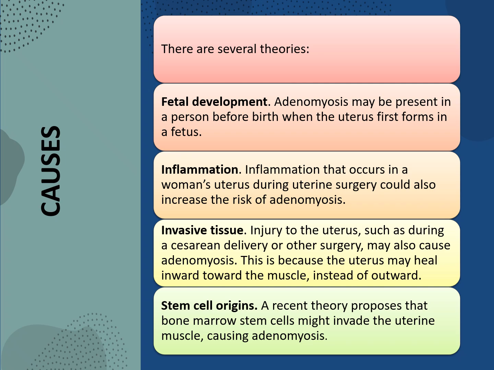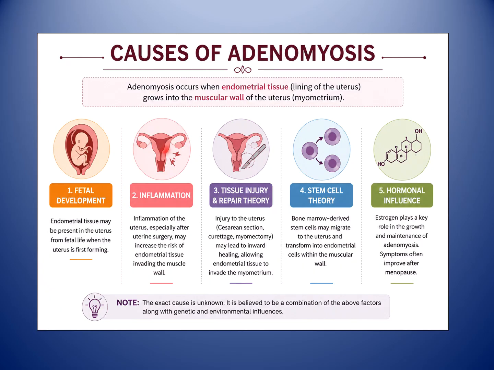Stem cell theory, that is the fourth one. Bone marrow derived stem cells may migrate into the uterus and transform into endometrial-like tissues within the muscular layer. The role of hormones, that is the last theory: estrogen plays a major role in the growth and maintenance of adenomyosis. Symptoms often improve after menopause when estrogen level declines. This picture shows the different theories of causes of adenomyosis, and because of this picture, one can remember the causes nicely.